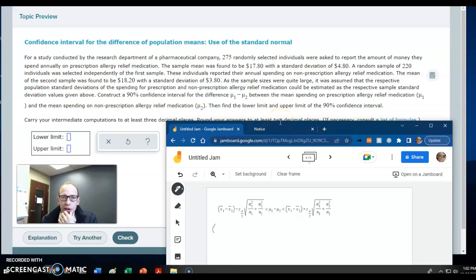So what do we have here? Our sample mean is 1780, the first one. We'll just keep them in order, keep the x1s paired together and all the 1s paired together. And then 1820 is the second one. And that's going to be our point estimate, our best guess, plus or minus, and then we have our critical value. So here we have a 90% confidence interval.